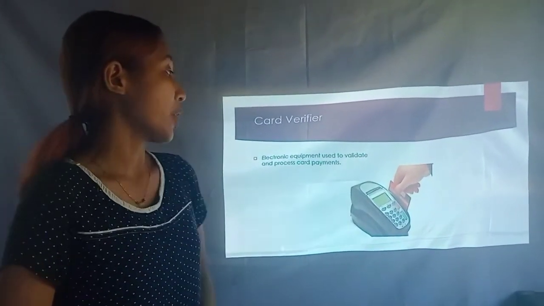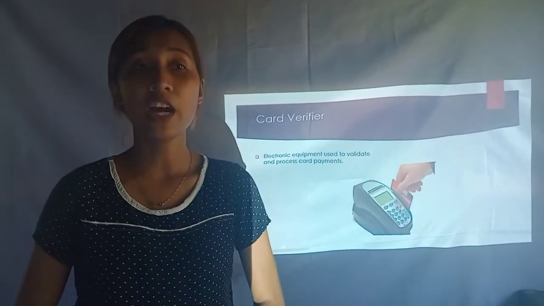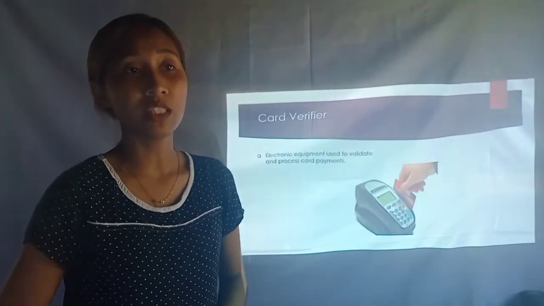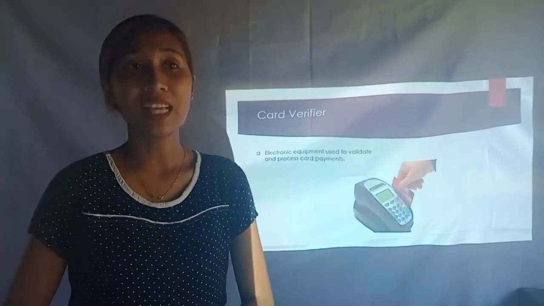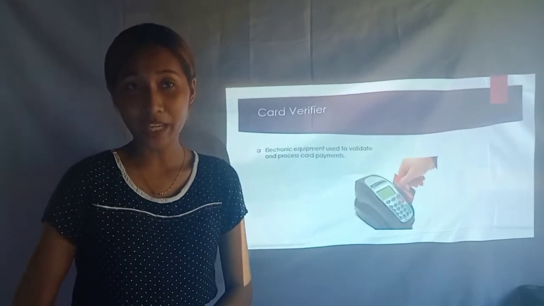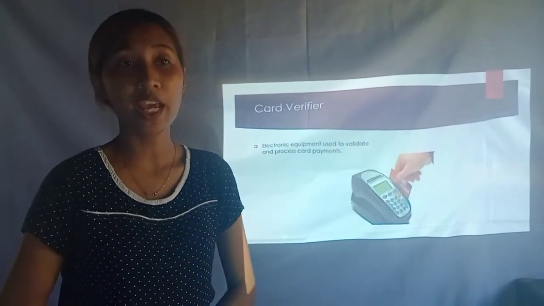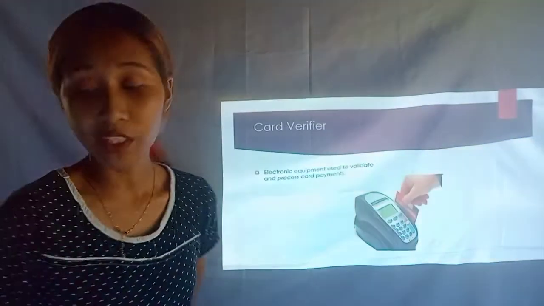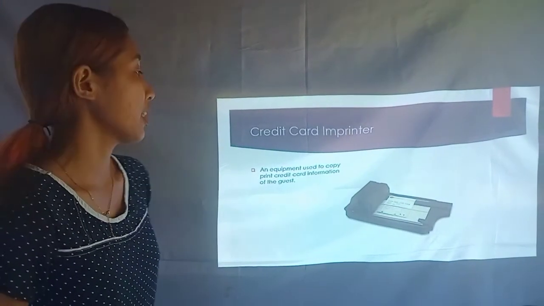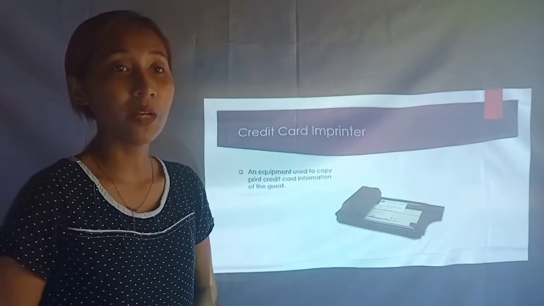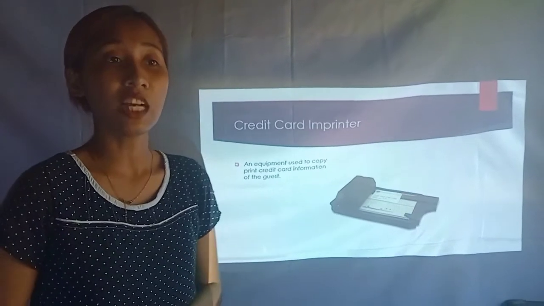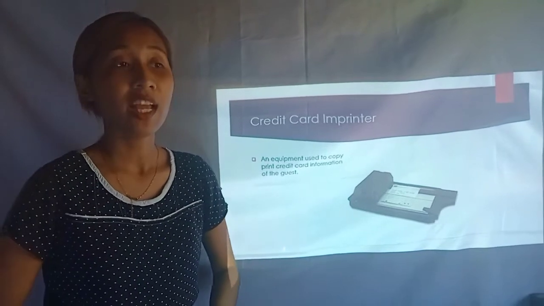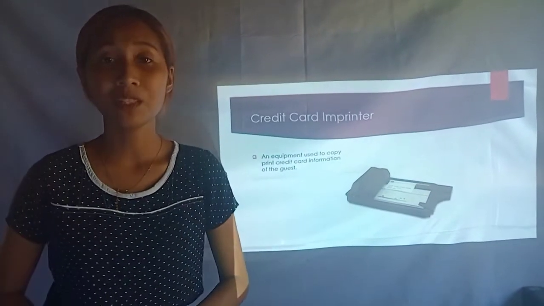Next, we have here the card verifier. It is electronic equipment used to validate and process card payments. It is a credit card verifier, or some call it credit card validator. It is automated front office equipment used by the front office cashier to check the validity of a credit card. The next one with the card verifier is the credit card imprinter. The credit card imprinter is mostly used by the hotel cashier at the time of arrival when the guest presents the credit card to the cashier as the mode of payment of the hotel bills.